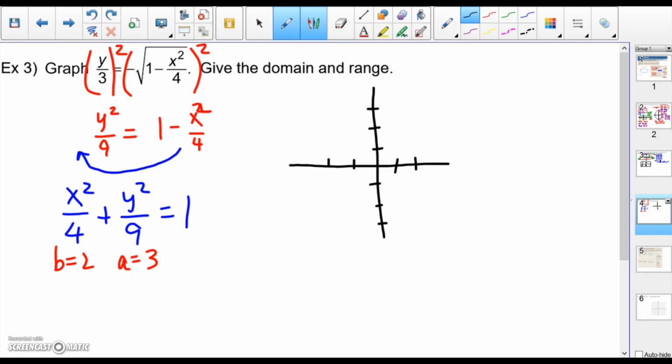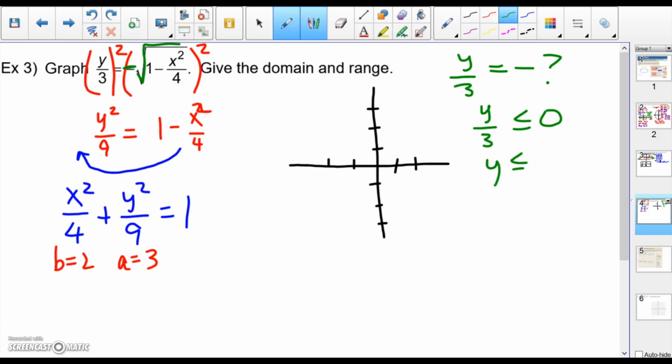Okay, now you're tempted to draw an ellipse, but actually what happens is we don't have the ellipse. We don't have that ellipse because of that negative sign that was in the beginning, the negative and the square root part. If you look at y over 3 is equal to negative something, in other words, y over 3 is less than or equal to 0. So it's negative, all right? Solve for y, multiply both sides by 3, you're going to get y is less than or equal to 0, which means that we're talking about a negative. y has to be negative.